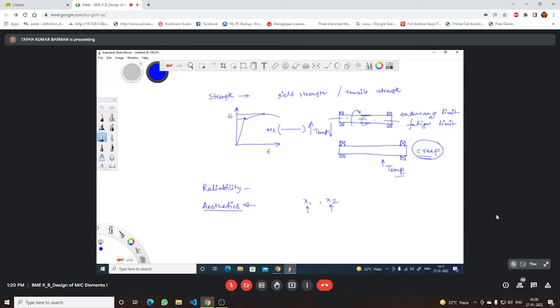So appearance is one important parameter in the design. Basically, in classroom design, we cannot deal with this thing. But in industries, they will always look after the aesthetic features of the material, the aesthetic features of the component, definitely. So in the presentation also, there are different points. I am not going point by point there, but I think you understand what aesthetics is.